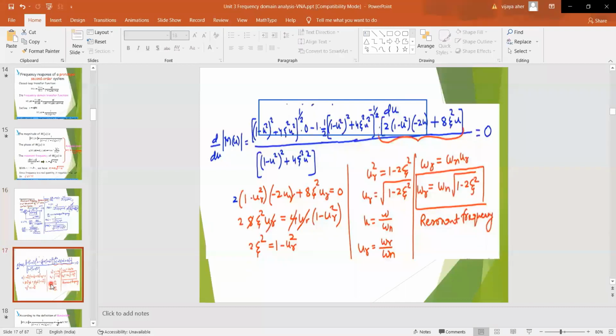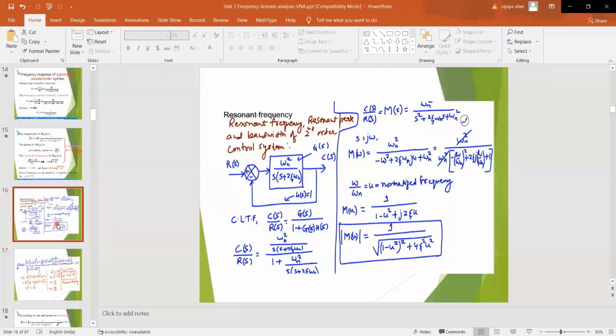Now what do we have to do? Take the derivative of this. How to take the derivative of this? In order to find the resonant frequency omega r, you are having this: magnitude of M of u, equal to 1 divided by under root of [1 minus u square] square plus 4 zeta square u square. So this is the magnitude.